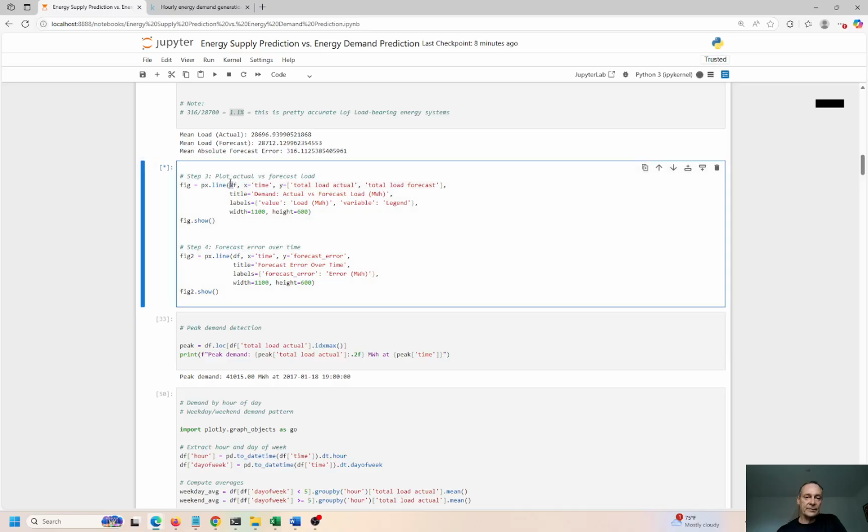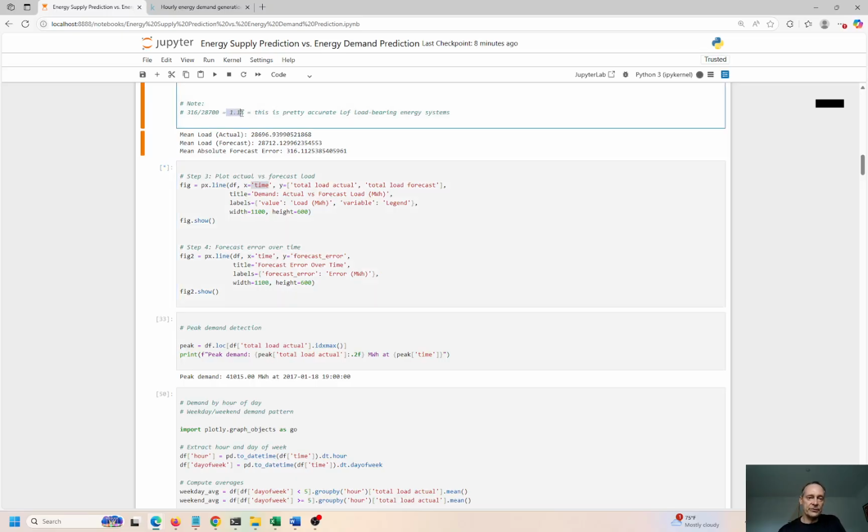So now we have the data frame that we looked at before. The X is going to be on the time axis, right? So this is very common. You see X on the time axis, Y is going to be the total actual load and the total actual forecast. And again, we're going to see how close these are. We know for a fact, we just did the calculation, this is about 1.1% off, give or take, right? So it's not a big deviation. It's not a big deal. The forecasting is pretty accurate.